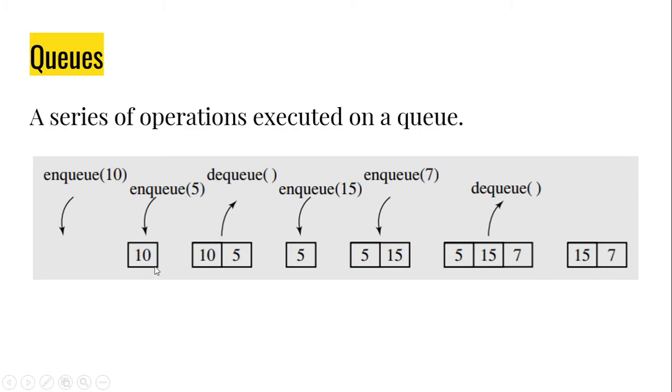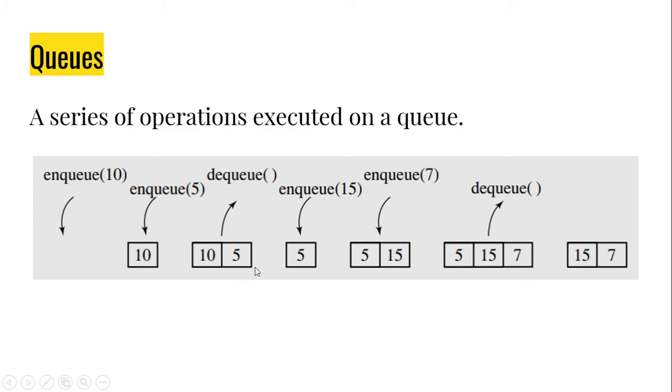Basically, it is also considered the first element, or the element in the front, because it's the only element. And then we enqueue another element, which is the integer 5. As you notice, the integer 5 is inserted at the end of the queue, and now we have two elements in our queue.